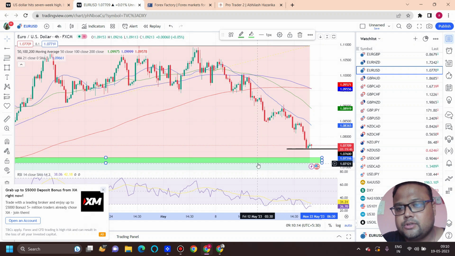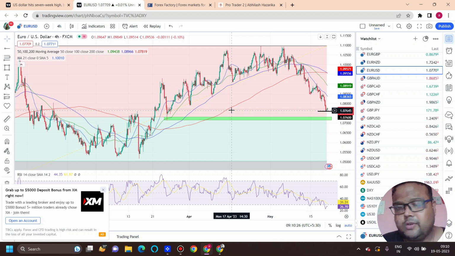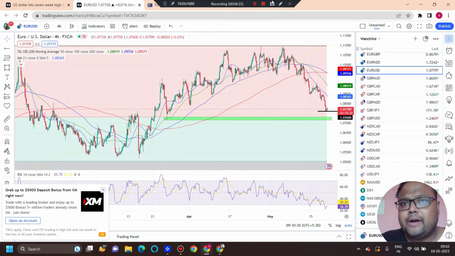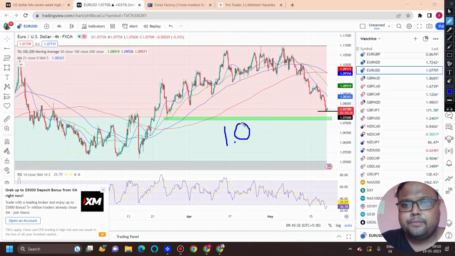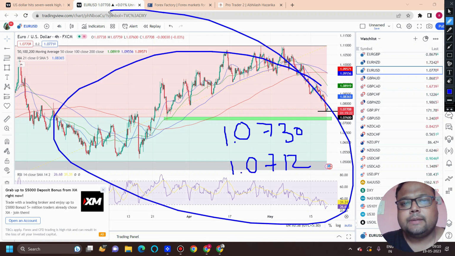1.0730 to 1.0715. This is the support on the chart of Euro USD before news. After news, if the Euro USD starts falling, then obviously this support will not work. But before news, this level should provide the support to the market, that is 1.0730 to 1.0712. This is the support zone.